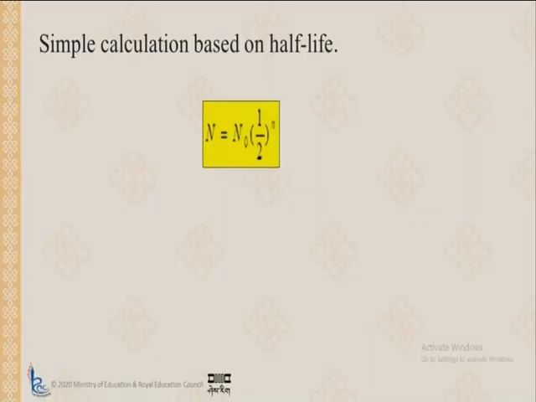Now we will see a simple calculation based on half-life. I will give the formula here: N is equal to N naught times 1 by 2 raised to the power n. I will introduce each of the parameters. This capital N is the amount of substance left after disintegration, so this is the final amount. You can see N naught. This one is the initial concentration before undergoing disintegration, the initial amount.